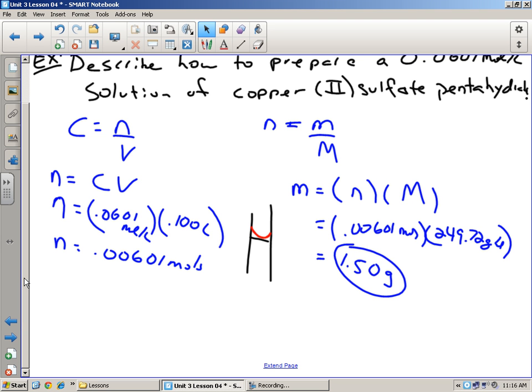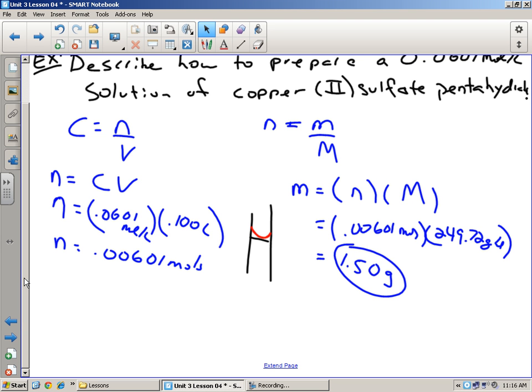So, you're going to weigh that out. Like I said, weigh boat or 50 milliliter beaker, I don't care. Up to you. But then you need to transfer that solid into the volumetric flask. You need to rinse it with distilled water. Make sure it all gets into there. I would say fill it up with water to about the calibration line. It has to be distilled water.